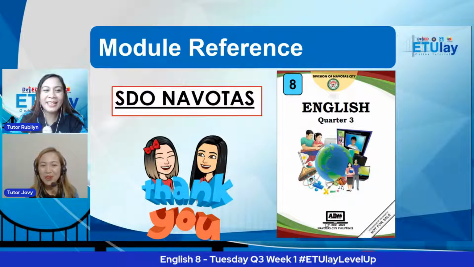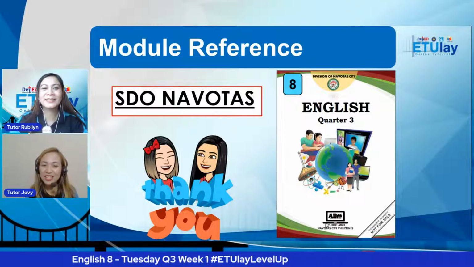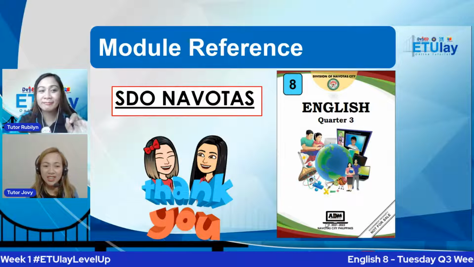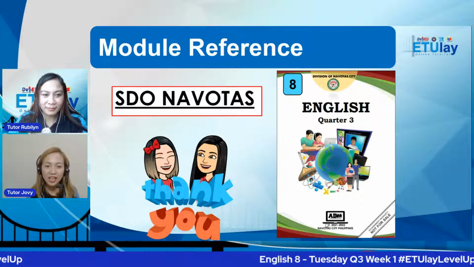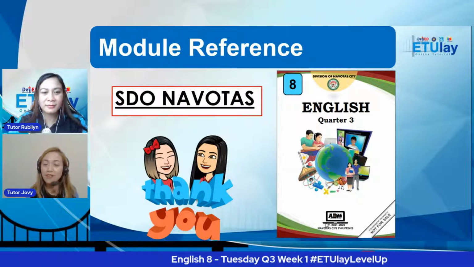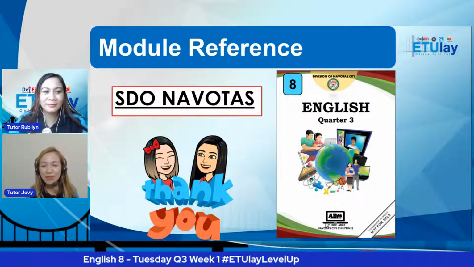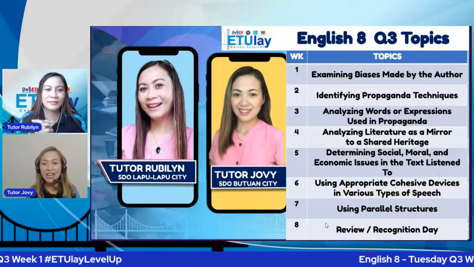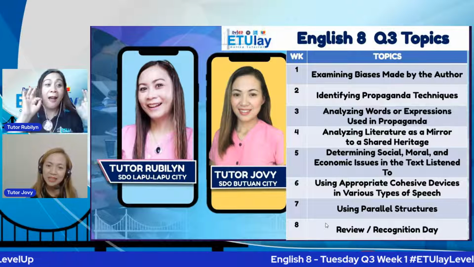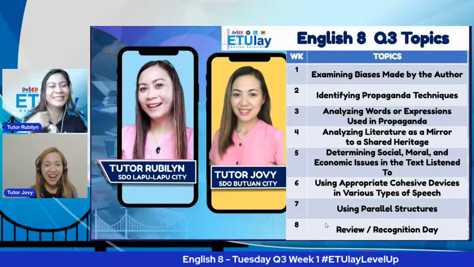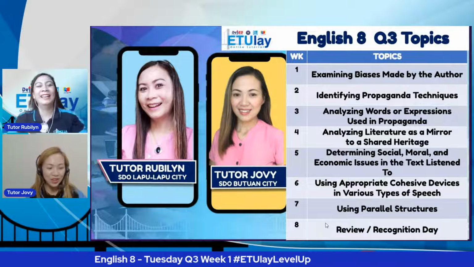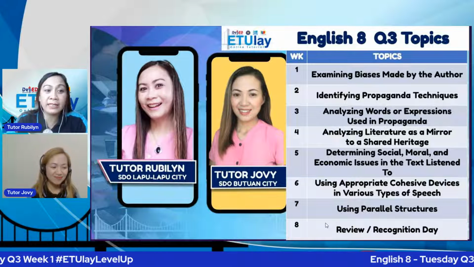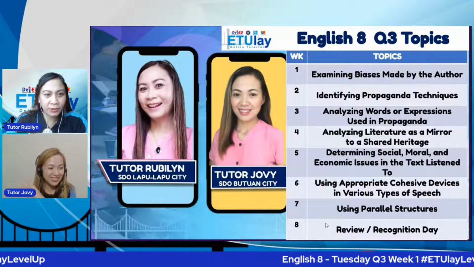So we have here our module reference from SDO Navotas for our quarter 3 week 1 topic. We would like to thank all the division personnel of SDO Navotas, teachers, developers, and validating team of this module. So, Chiro Ruby, here are our topics for English 8 quarter 3. Quarter 3 na pala tayo. Ang bilis ng panahon. We're done with half of the entire school year, Tutor Jovi.